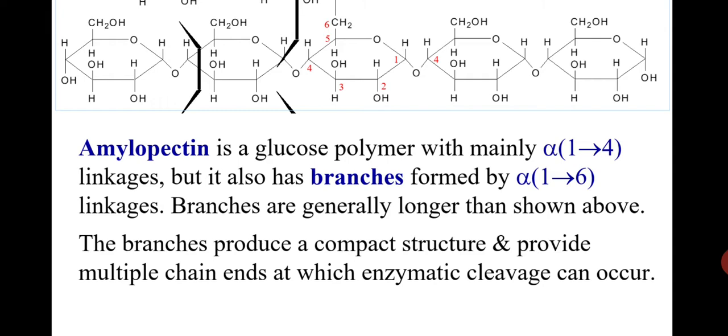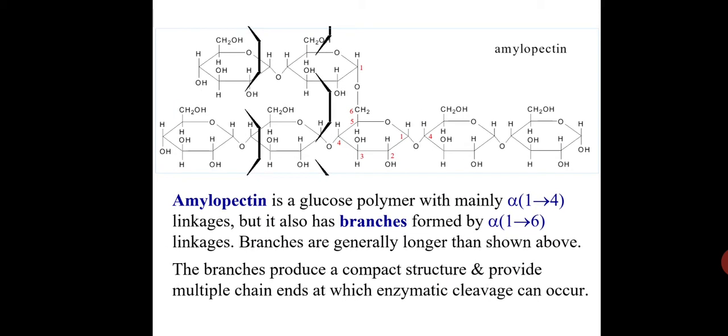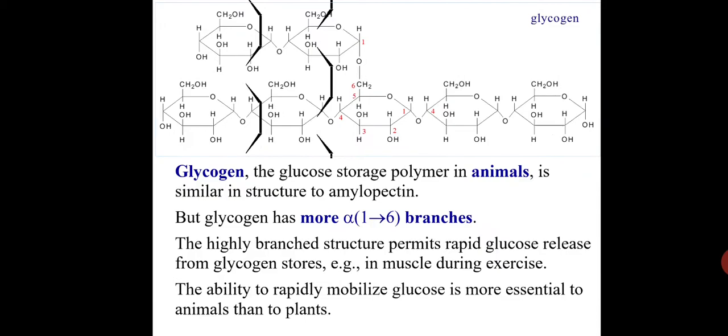However, you should know that the branching is somewhat larger as compared to the smaller straight chains. So why branching? Because it produces a compact structure and provides multiple chain ends so that enzymatic cleavage can occur. I will discuss this in my Zoom session also. I have discussed amylose and amylopectin so far.